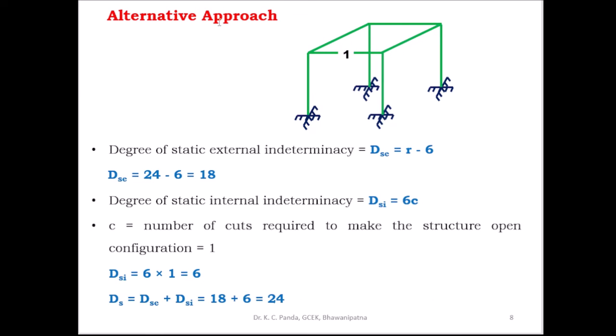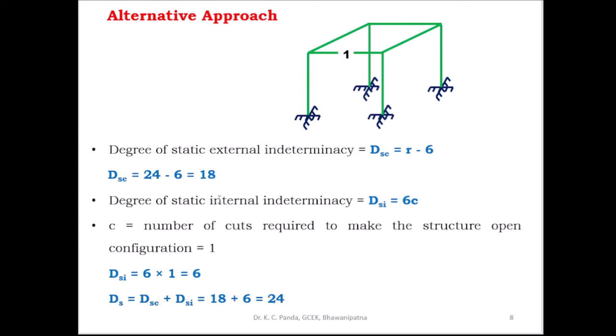The degree of static indeterminacy of this frame can also be found using an alternative approach. Here you have to find the degree of static external indeterminacy and the degree of static internal indeterminacy. The external indeterminacy you can find from the support condition. Here there are 4 supports, and at each support there are 6 reaction components. So the degree of static external indeterminacy DSE is equal to r minus 6. So DSE is equal to 24 minus 6 is equal to 18.